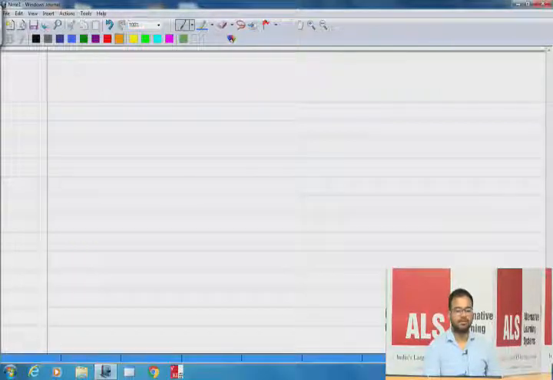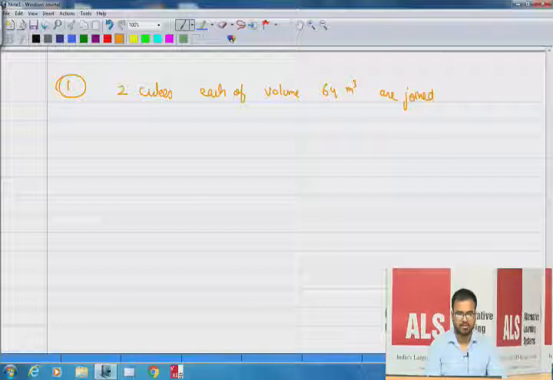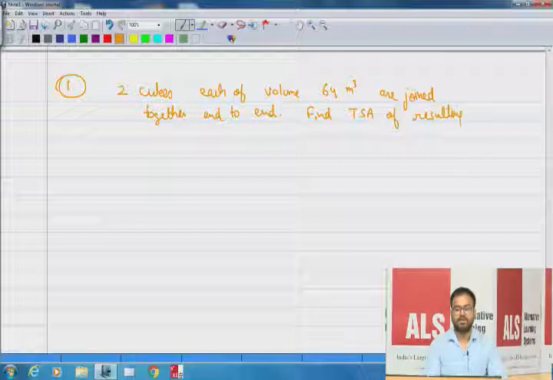Okay then. So let's start with the first question. Write the question. Two cubes, each of volume 64 meter cube, are joined together end to end. Find TSA of resulting cuboid.